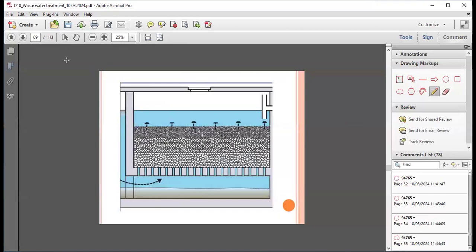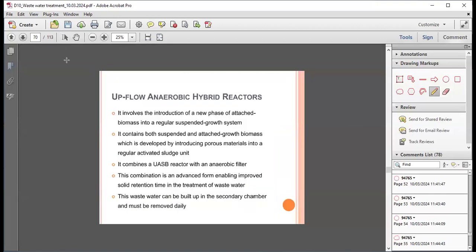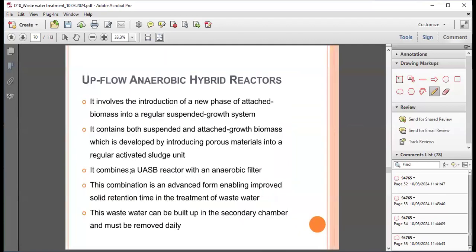Then next, upflow anaerobic hybrid reactors. It involves the introduction of a fixed-phase attached biomass into a regular suspended growth system. It contains both suspended and attached growth biomass, which is developed by introducing porous material into the regular activated sludge unit.